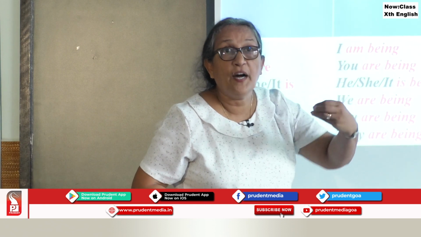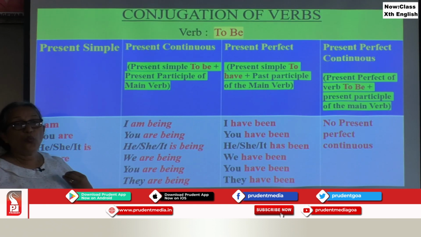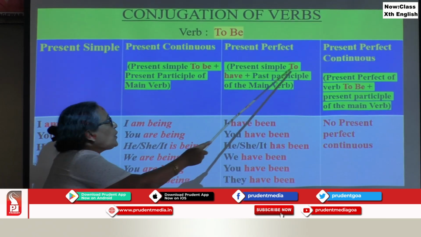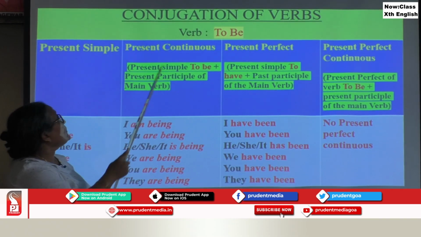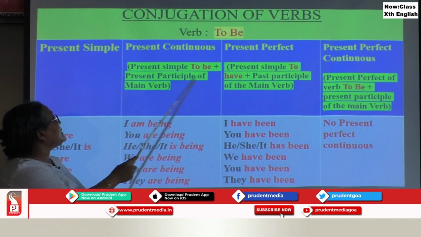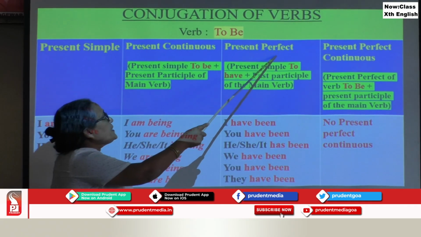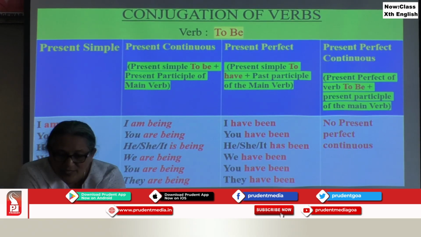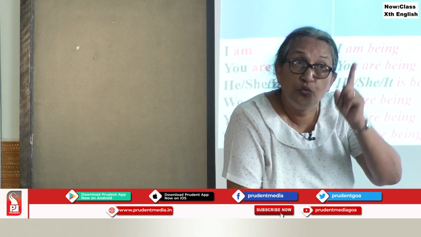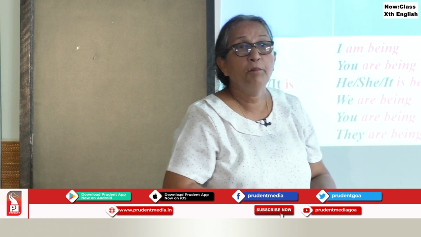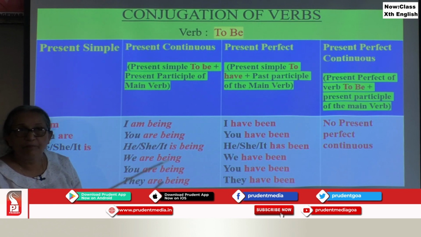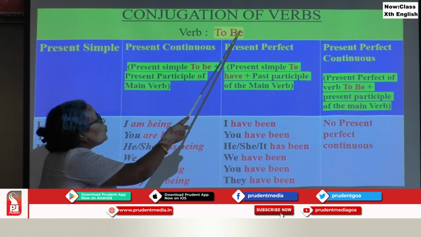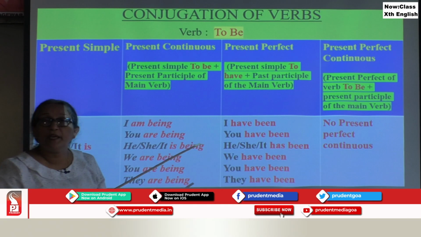In the case of perfect, we take the help of verb to have, not verb to be. Verb to have, plus, in the case of continuous, we use the present participle of the main verb. In the case of perfect, we use the past participle of the main verb. Now, did you understand why I took you all on to the 4 principal parts of the verb before I taught you conjugations? Okay. Now, let us take verb to be in this case. What is the past participle of verb to be? Being.